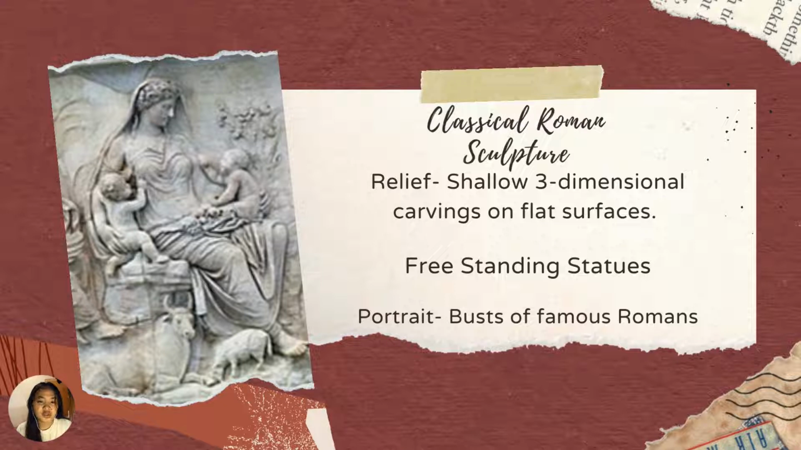Classical Roman sculpture. Ancient Roman sculpture, unlike the more idealized Greek sculpture, is not noted for its beauty or decorative qualities. This is because Roman art was not made to be beautiful. It was made to impress.